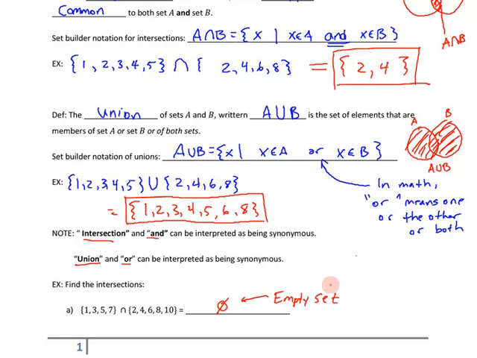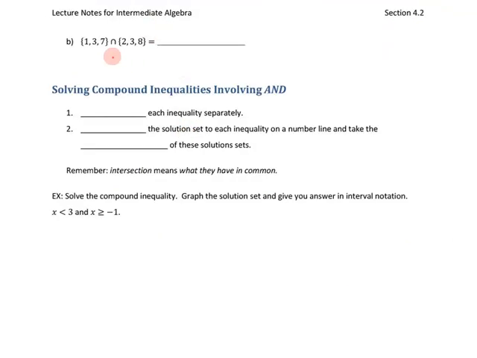For these two sets, we are asked to find the intersection of {1, 3, 7} and {2, 3, 8}. So clearly that is just the element 3.